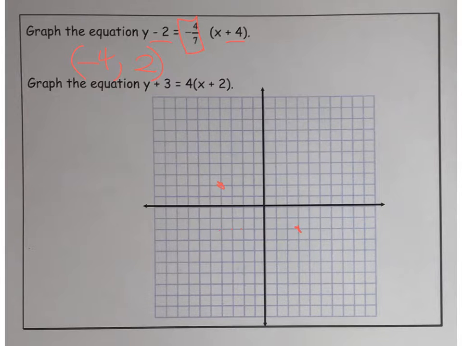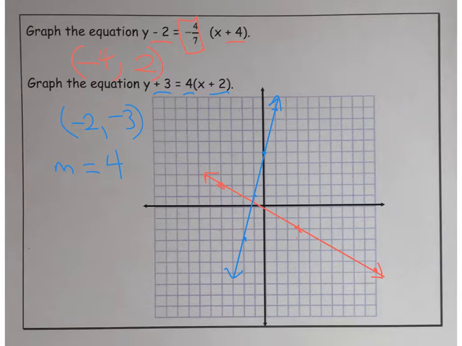And over 7. And then you just connect the dots. And there we go. Now pause here and try this next one yourself. y plus 3 is equal to 4 times quantity x plus 2. So that's what the line should look like, because again, the y value is negative 2 for the point.